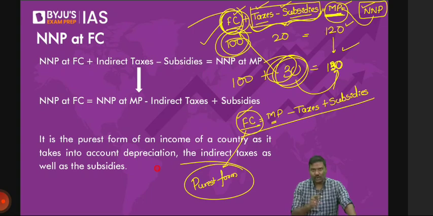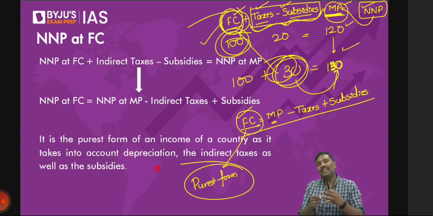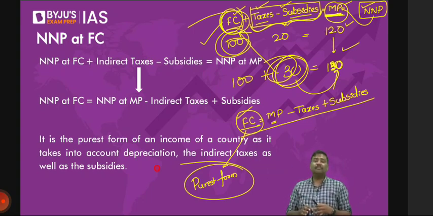So why purest form? Follow this carefully. Am I accounting for taxation here? Accounting means, am I adjusting for the taxes? Yes. I'm removing the impact of taxes. Am I removing the impact of depreciation? Yes. Am I removing the impact of subsidies? Yes. Am I calculating this only for Indian citizens, Indian nationals? Again, the answer is yes.